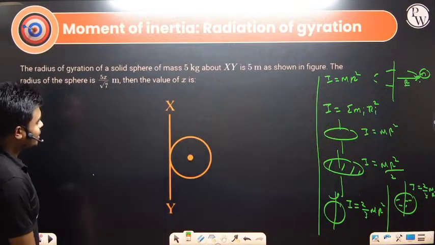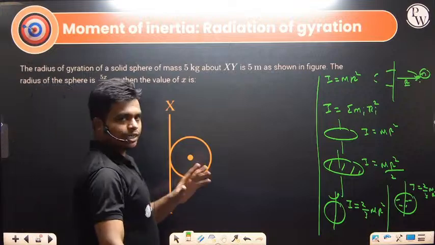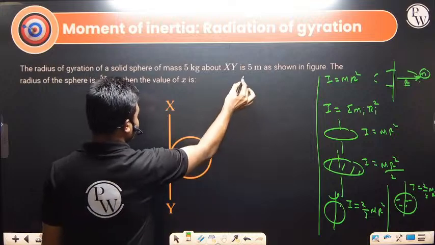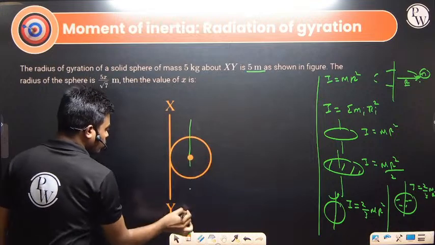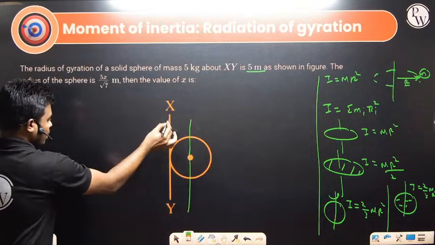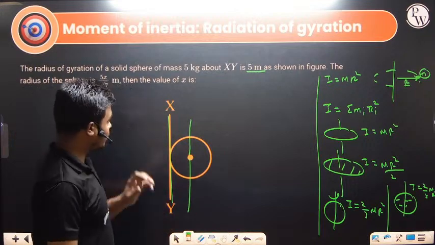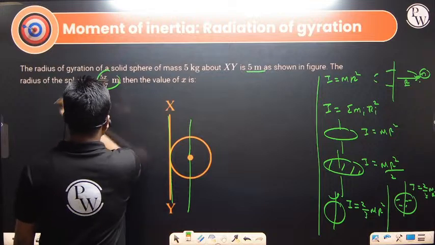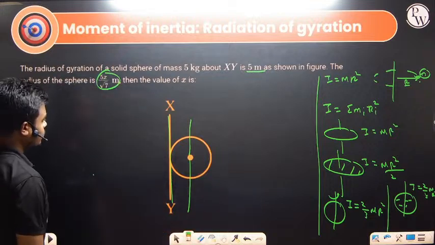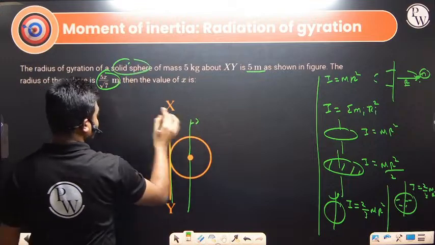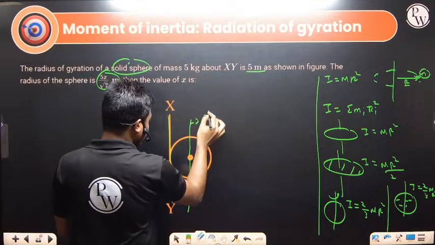Here we define the radius of gyration: always just equate I equals to m k square. The radius of gyration of a solid sphere of mass m kg about this axis is 5 centimeter. About this particular axis, they are asking what is the radius of gyration. They are asking what is the value of x, 5x root 7 meter. So let's say what is the moment of inertia about this? As this is a solid sphere, we can write the moment of inertia about this particular axis as ICM.